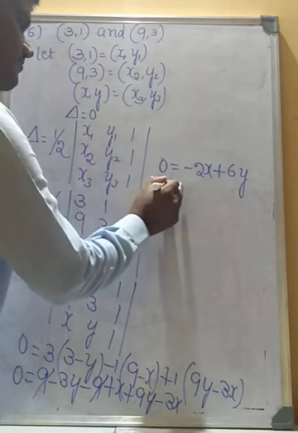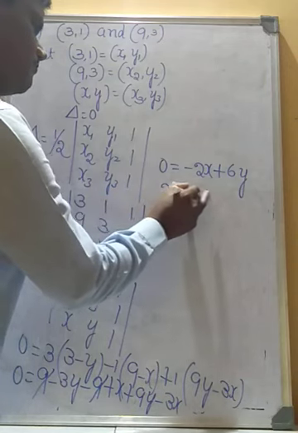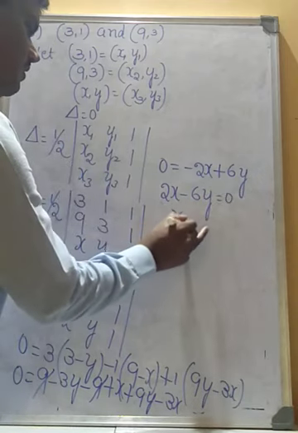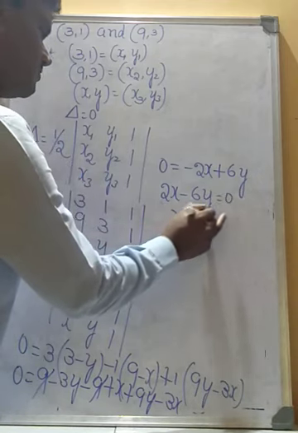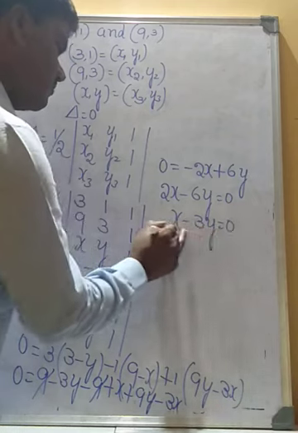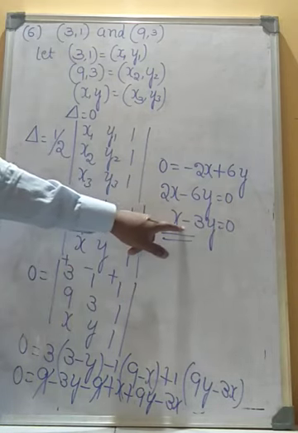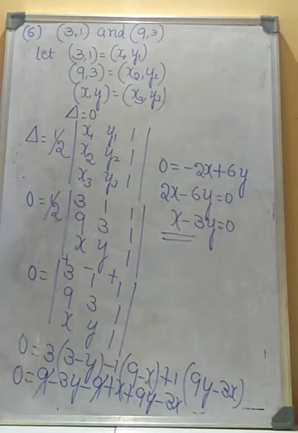Or we can write this equation as 2x minus 6y equal to 0, or dividing by 2, x minus 3y is equal to 0. So that is the equation of the line.